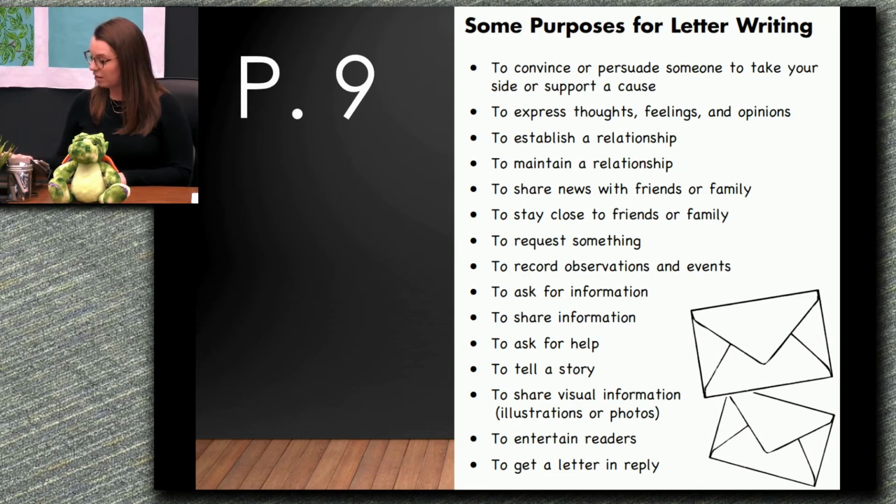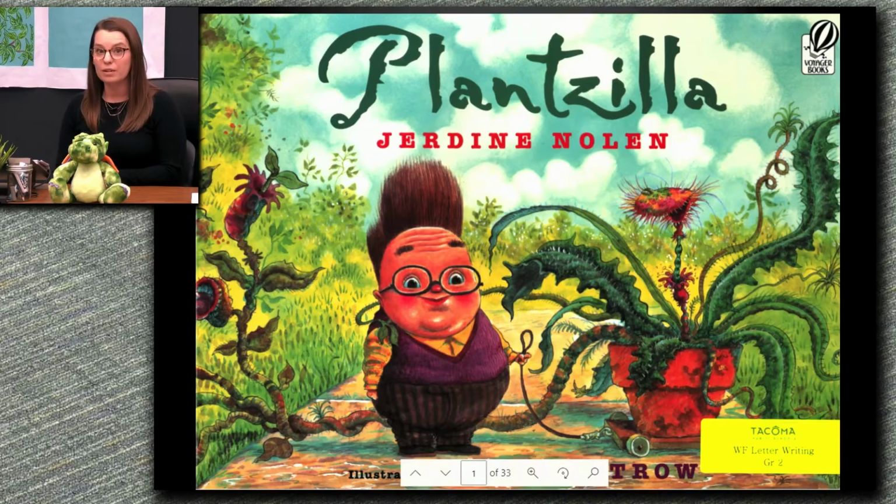So let's look at another example of letter writing in Plantzilla by Jardine Nolan. You'll remember this is a story about Mortimer Henryson and his parents writing back and forth with his teacher. And at first he was trying to convince his teacher why Plantzilla should come live with him. But then the tone of the letters kind of changes and the purpose for the letters changes. But it's a good example of a conversation in the form of a letter, and they write back and forth to each other over a pretty long time, about a year, I think.